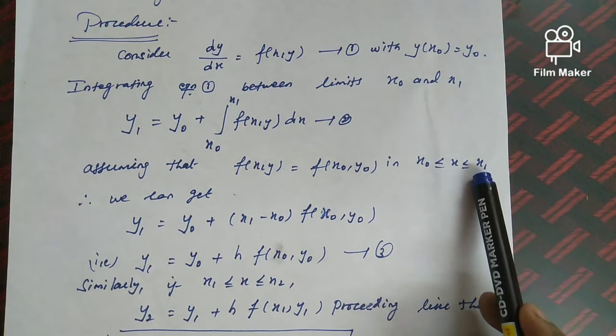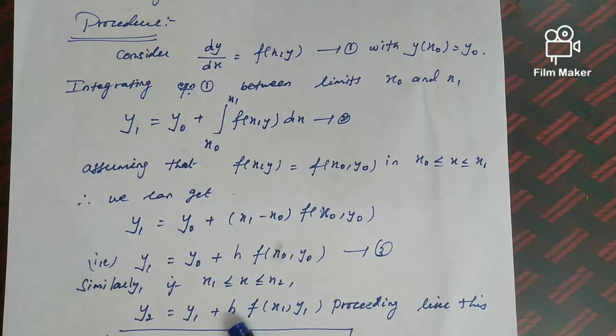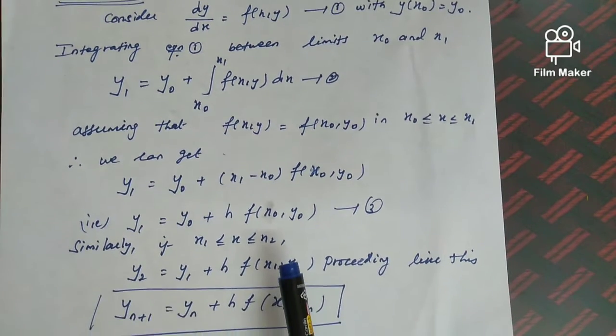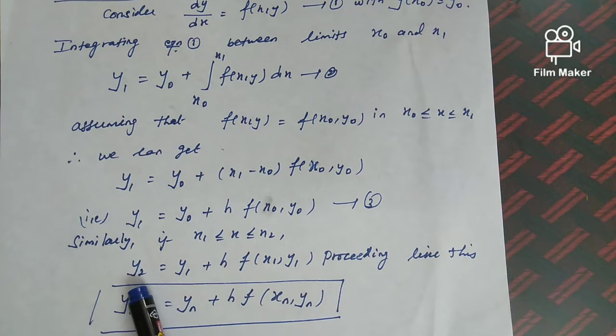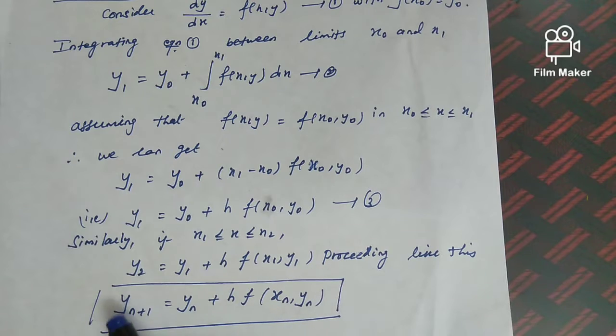Instead of x naught to x1, if we take the next interval x1 to x2, we get y2 equal to y1 plus h into f of x1, y1. In the next interval x2 to x3, we get y3. Proceeding like this, y n plus 1 equal to y n plus h into f of x n, y n. This is the general result of Euler's formula: y suffix n plus 1 equal to y suffix n plus h into the function of x n, y n. This is the generalized formula of Euler's method.